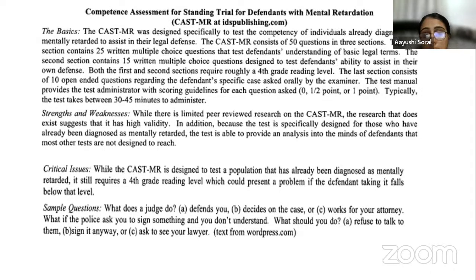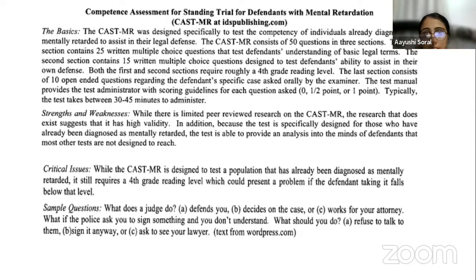So are you able to identify whether these statements are from section A, which talks about basic legal terms, or from section B, which asks for the defendant's ability to assist in their defense? Both these items are from which section? Are you able to identify? Let me reframe my question.